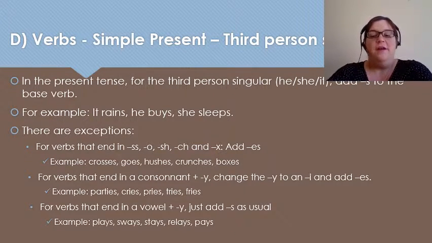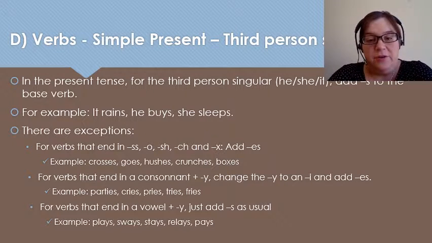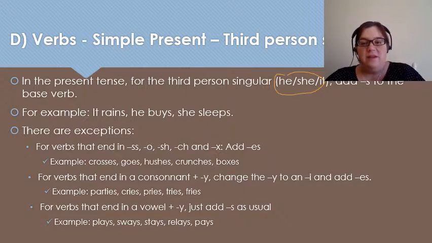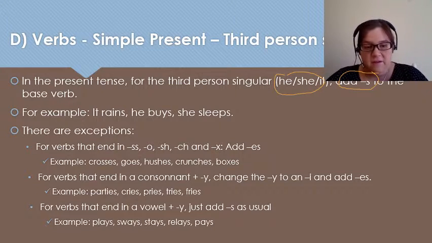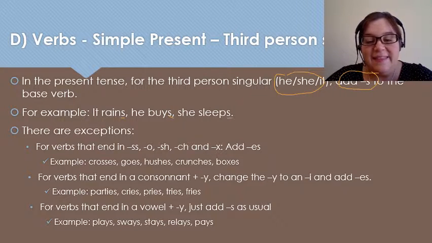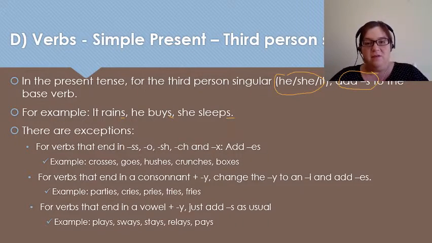Welcome to the section on third person singular simple present verbs. In the present tense, for the third person singular, so we are talking here about he, she, and it, always add s to the base verb at the end. For example, it rains, he buys, she sleeps. We hear this when we say it, so we should also see it when we write it.